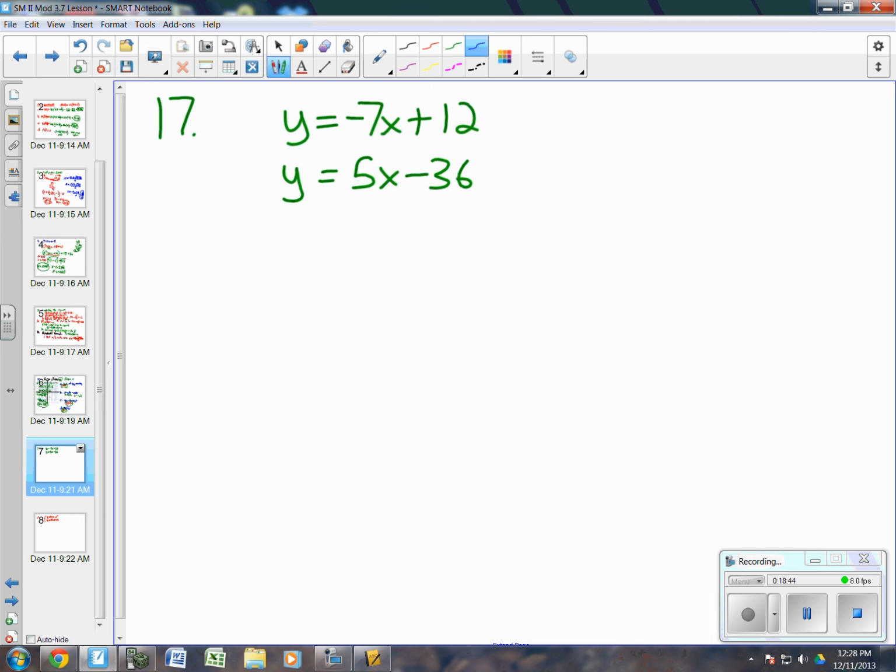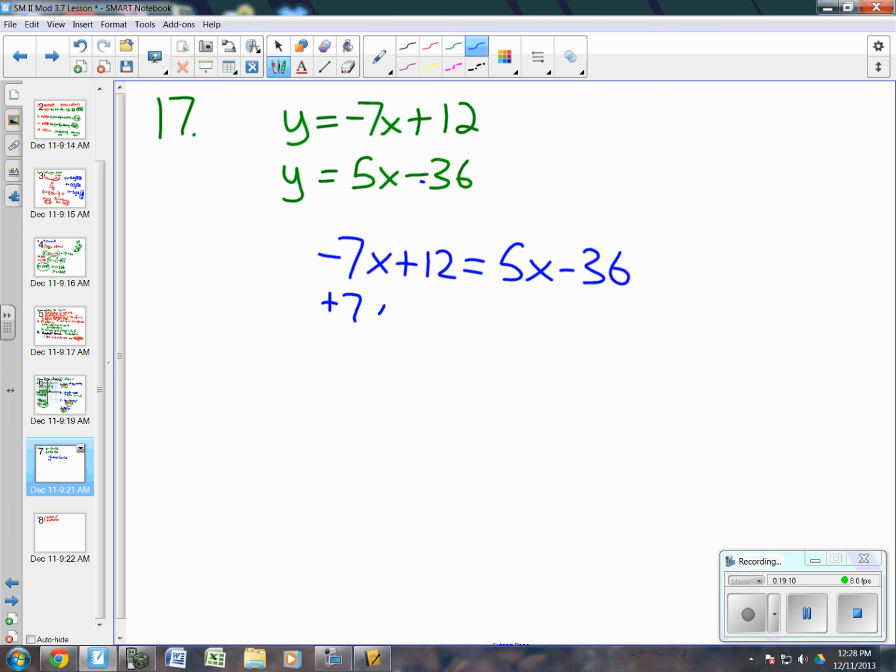You can use substitution or elimination, but since both of them are already solved for y, substitution is by far the easiest way to do it. Because if this is equal to y and this is equal to y, they have to be equal to each other. So negative 7x plus 12 is equal to 5x minus 36, because they're both equal to y, right? And you know how to solve an equation like this.